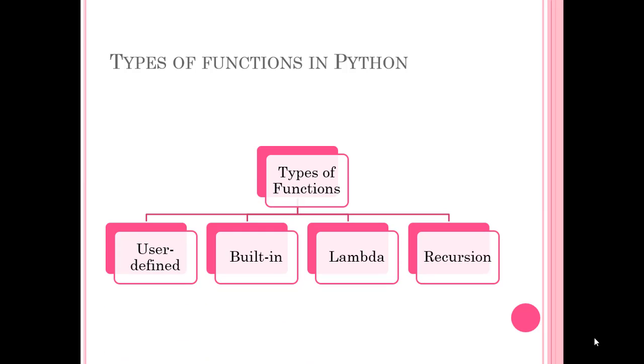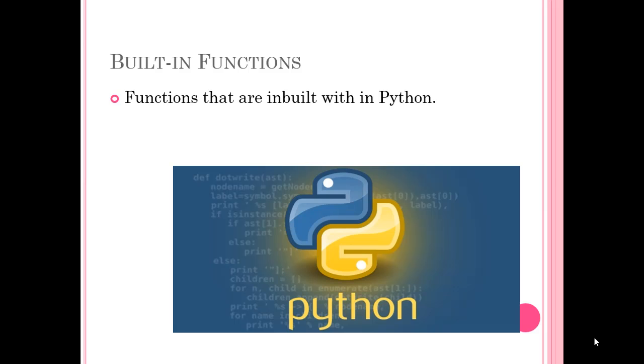Types of functions in Python. Python contains 4 different kinds of functions: user-defined functions, built-in functions, lambda functions, and recursion. Built-in functions are similar to header files that we use in C++. The functions that are inbuilt within Python are called built-in functions.